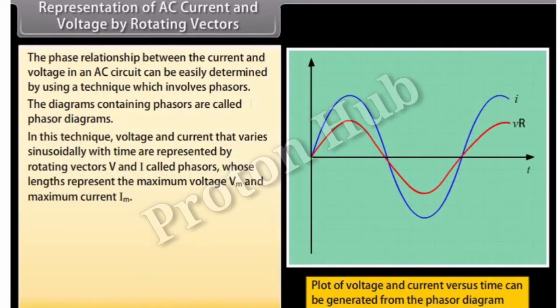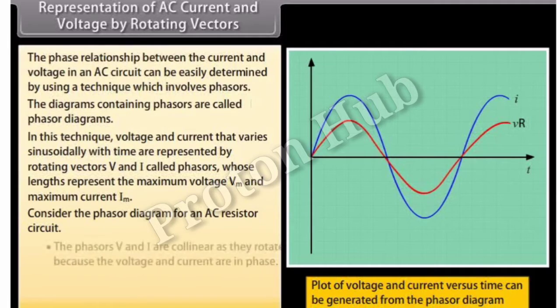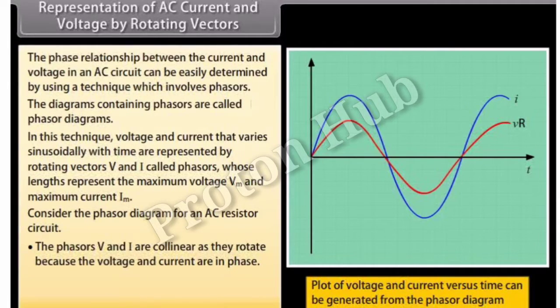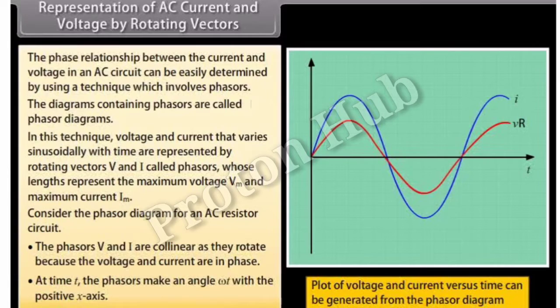In this technique, voltage and current that vary sinusoidally with time are represented by rotating vectors V and I called phasors, whose lengths represent the maximum voltage Vm and maximum current Im. Consider the phasor diagram for an AC resistor circuit. The phasors V and I are collinear as they rotate because the voltage and current are in phase. At time t, the phasors make an angle omega t with the positive x-axis.